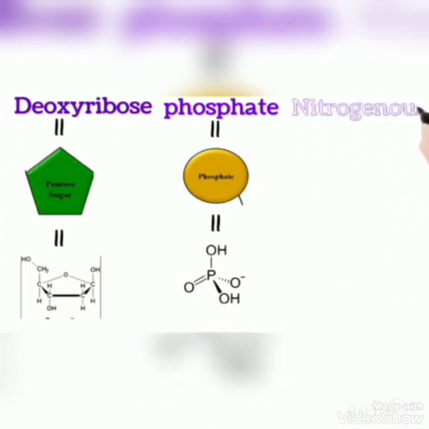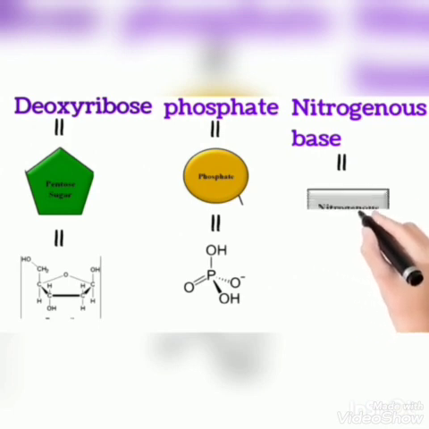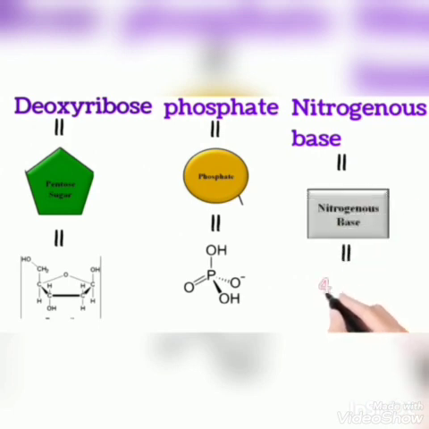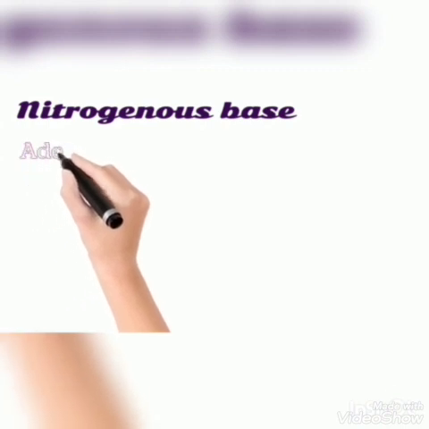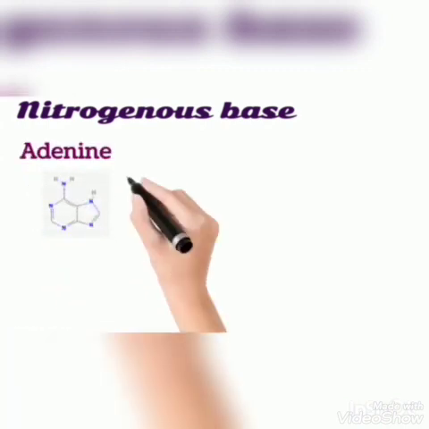And the final is the nitrogenous base, or nitrogen containing base, an organic molecule with a nitrogen atom that has the chemical properties of a base. And it is of 4 types. And they are adenine, thymine, guanine and cytosine. Let us see one by one with its structure.